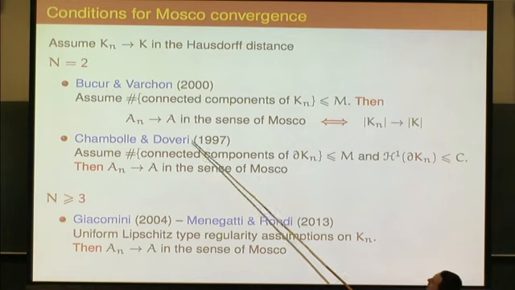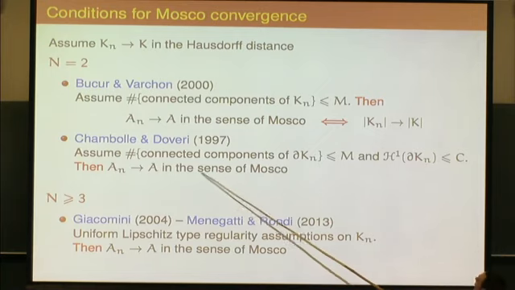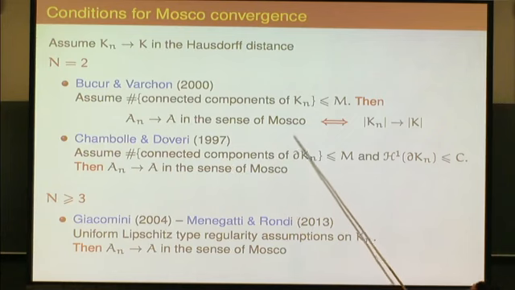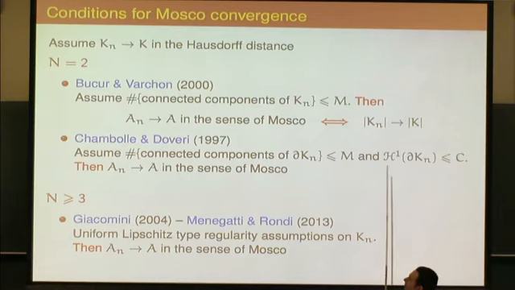A starting point for this, and a very interesting sufficient condition, was given a few years earlier by Chambolle and Doveri, with again the number of connected components of the boundary bounded, and the measure of the boundary uniformly bounded. Then you have convergence in the sense of Mosco. In dimension 2, the situation is slightly easier, because you use duality and transform the Neumann problem into a Dirichlet one, so it is much easier. In dimension 3 and higher, you cannot do that.